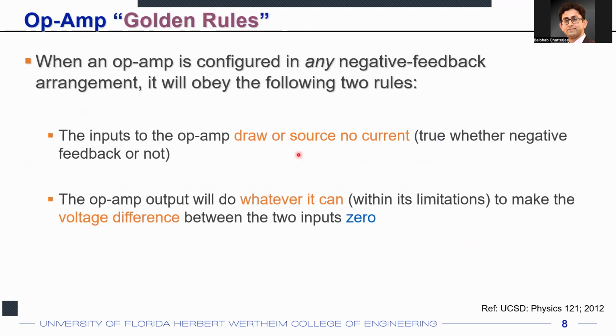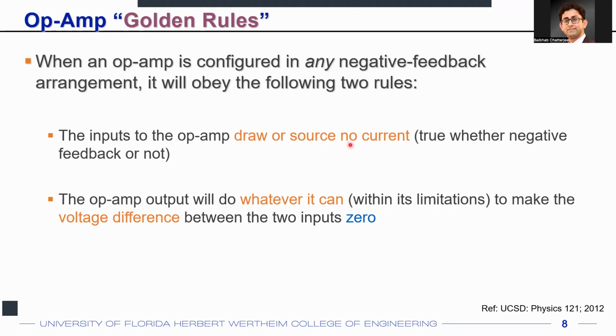Some of the golden rules on op-amp. Again, these are all repetitions of your 3111. So that's why I'm going a little faster. The input of the op-amp will draw no source current. So the inputs of the op-amp will not draw any current, because we'll assume that the input impedance is infinite.